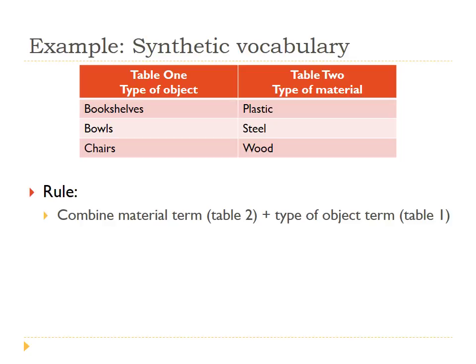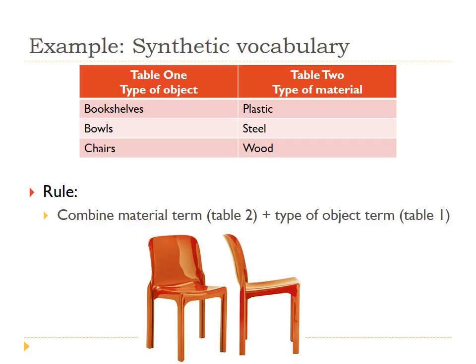So we might be given a syntax rule where it says combine a material term from table 2 with a type of object term from table 1. So if we are trying to describe our chairs from earlier, we can say, oh, table 1, the correct term would be chairs. Table 2, the appropriate description would be plastic. I need to follow the rule. The term from table 2 comes first, and the type of object from table 1 comes second. So I would create the term plastic chairs and record that in my bibliographic record or other database entry.